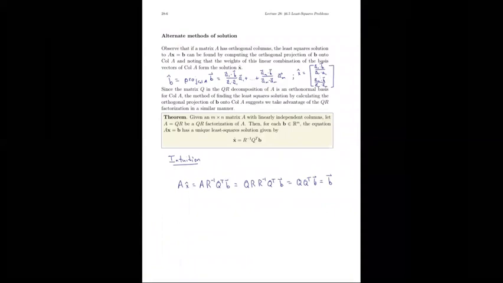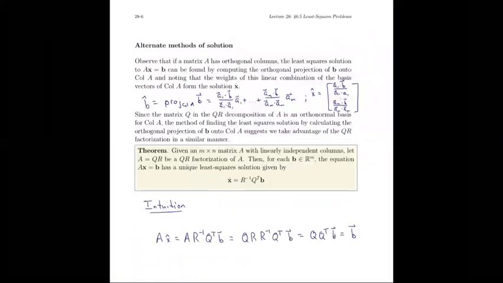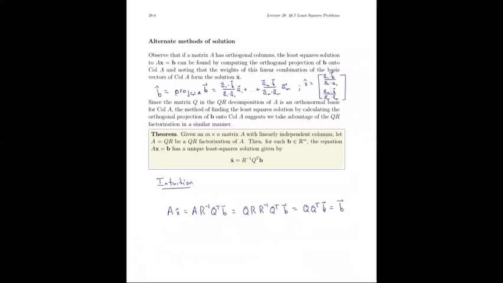Other methods of solution here involve a matrix A which has orthogonal columns. So if A is an n by n matrix with orthogonal columns, then consider the least squares solution to AX equals B. Supposing that AX equals B is inconsistent, the best we can do is find the projection of B onto the column space of A. Note that the projection of B onto A is really the weights, the linear combination of the columns of the matrix A, which all happen to be orthogonal. So the projection is this formula right here, as we've used in previous sections.